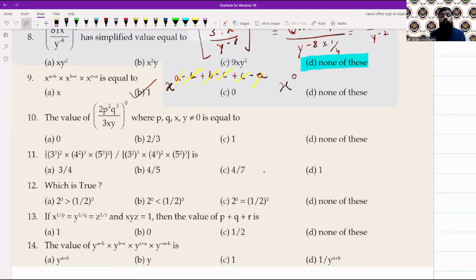You have to be very careful because the power is 0. Anything to the power of 0 is equal to 1. So directly we can take option number C. So anything to the power of 0 having power 0 is equal to 1. So simply option number C is correct.